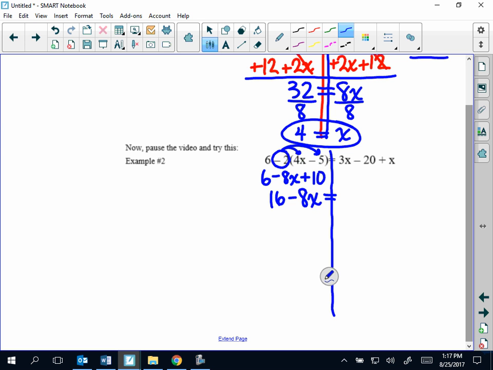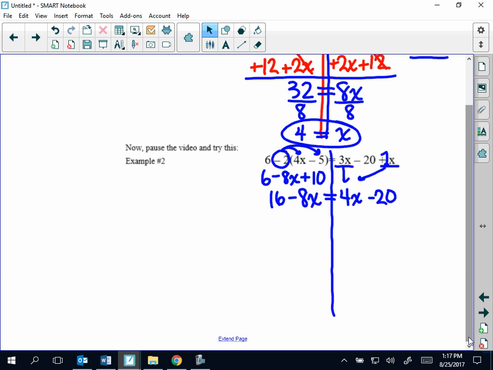On my right side, I see there's no distributive property, but there is some combining like terms. There's a single x over here and a 3x. I can put those together to get 4x, and I still have my minus 20. Both sides of the problem have now been simplified. So now I'm ready to start solving.